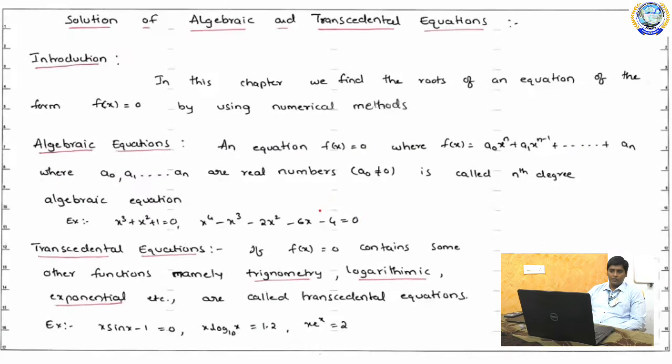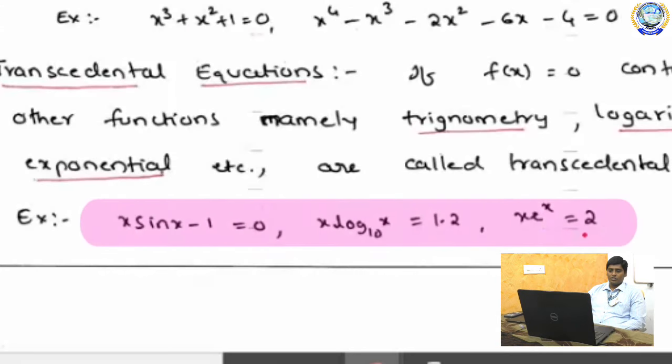If the equation contains other functions like trigonometric functions, logarithmic functions, or exponential functions, it is not algebraic. Trigonometric functions mean sine, cos, tan, and so on. Logarithmic functions mean log x, log 2x, log x to the base 10. x e^x = 2 is an example of a transcendental equation, because it contains a special function, the exponential function e^x.